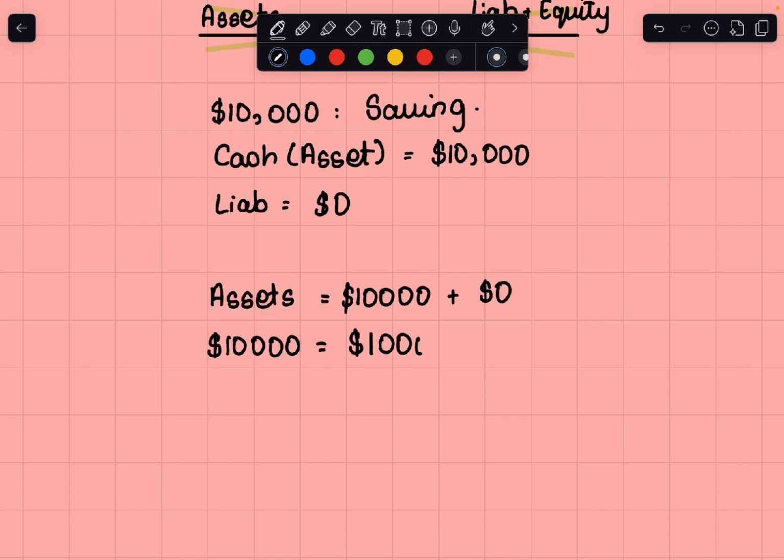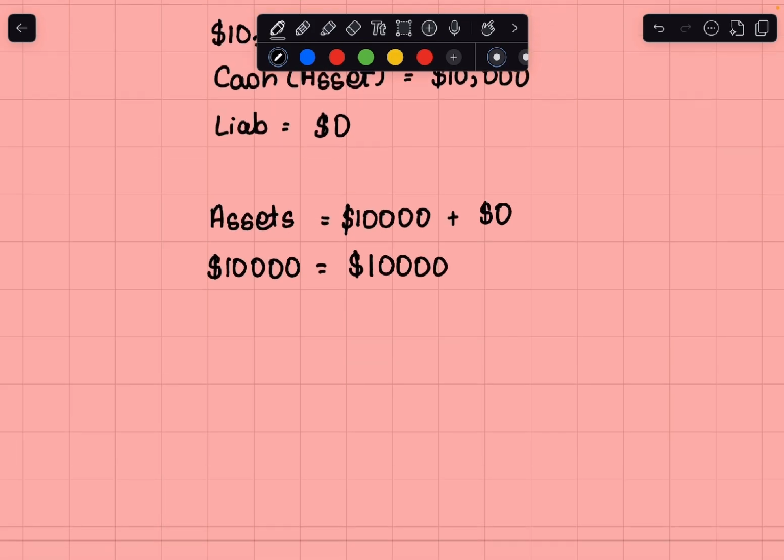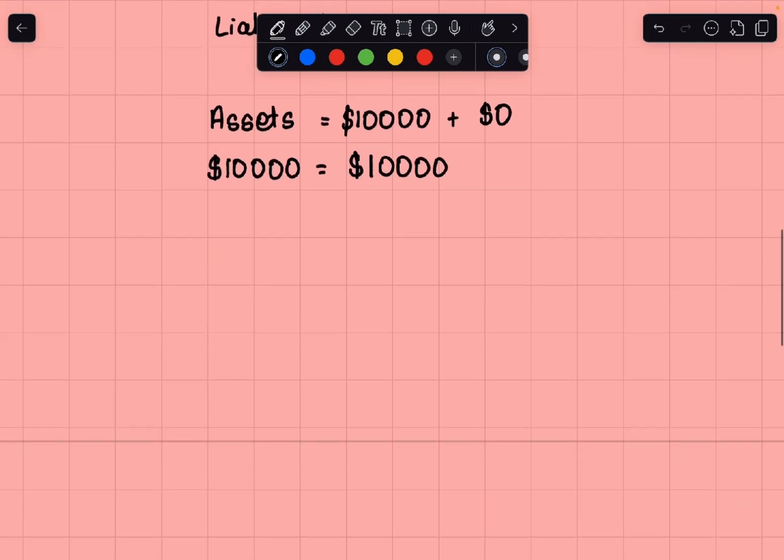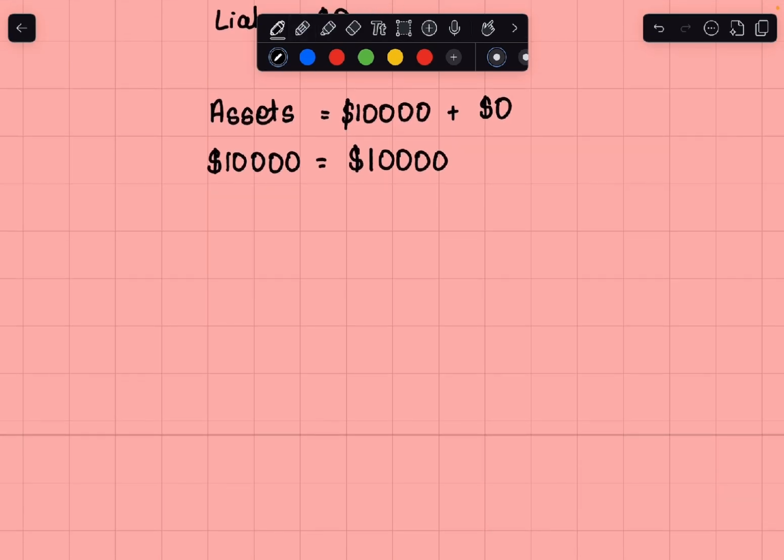Now, if the equation is balanced, you're the luckiest guy on this earth. Everything's balanced, everything's clean, and everything seems perfect up until now. But now let's move forward and consider you take a 5,000 small loan. Now, a small loan will be counted as a liability, but again, it would add up to the assets.